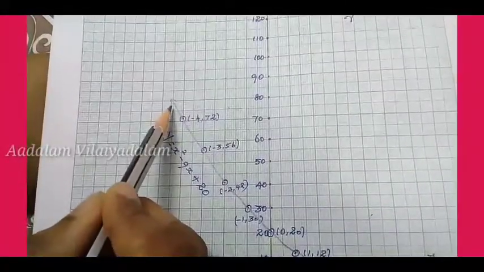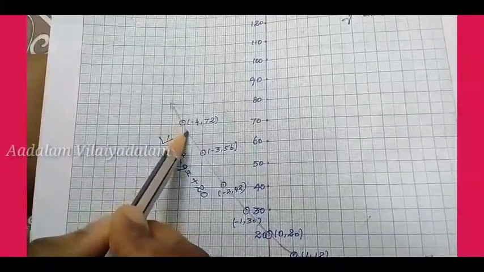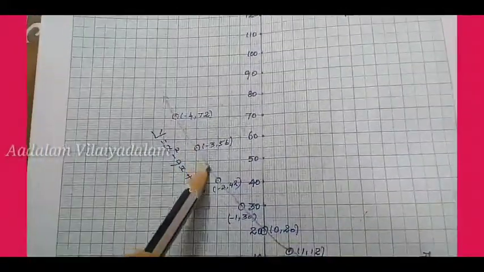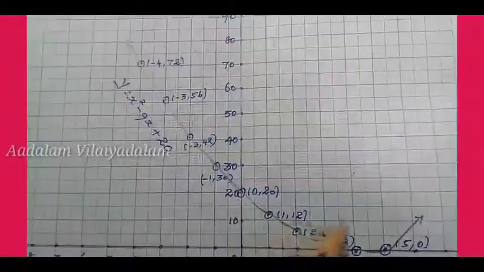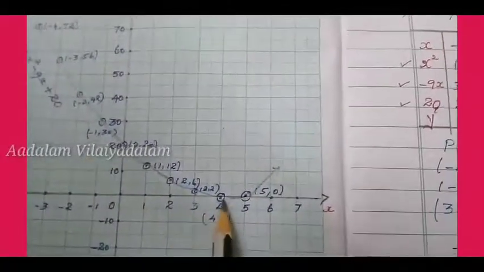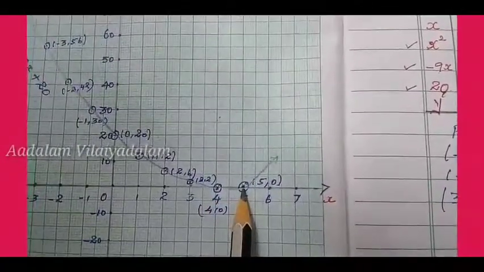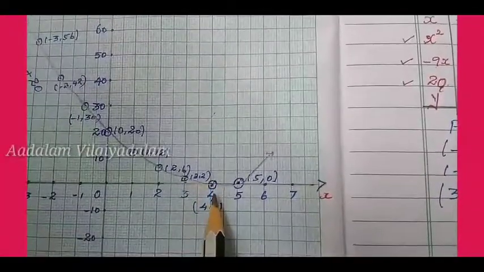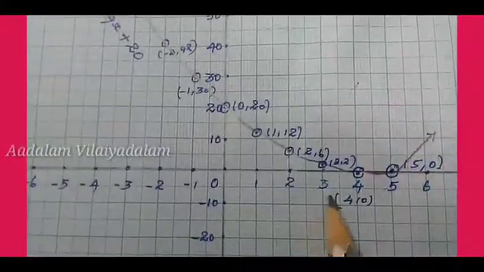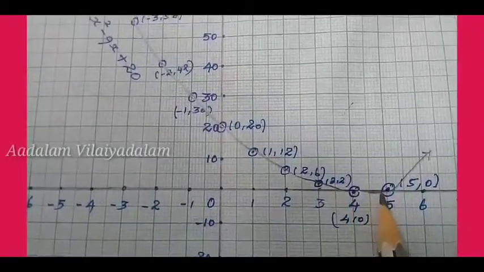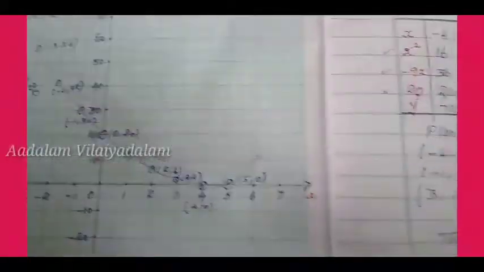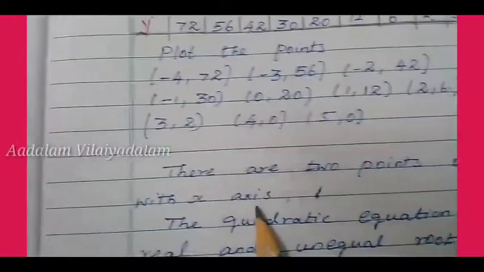So without using a scale, join all these points to get the parabola. This is the parabola. The parabola intersects the x axis at 4 and 5. There are 2 points of intersection with the x axis.